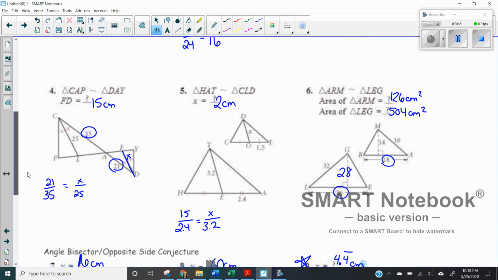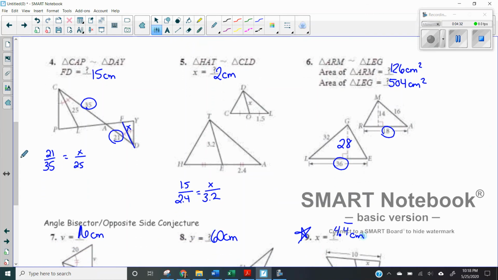Go ahead and take a look. Number 4, nothing too crazy. You're looking just for the length of this angle bisector here. Number 5. Oh, something interesting on this one. I'm assuming most of us solved it using 1.5 and 2.4, although we've never really talked about using half of a side.